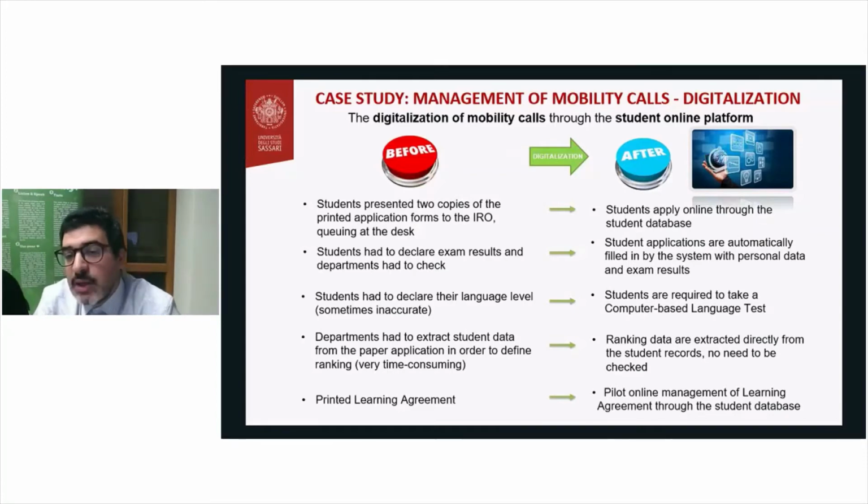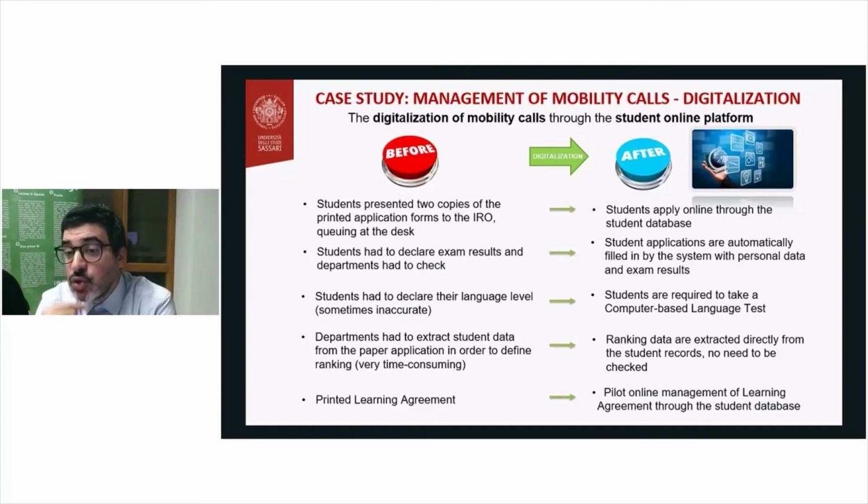Okay, but what we managed to do is that, while before, students had to submit two copies of the printed application forms according to the national laws on administrative procedures, and also be present at the desk to submit these forms. Now all our students apply online through the student database, so the confirmation of their identity is done through the access to the online portal, and then they submit their application.